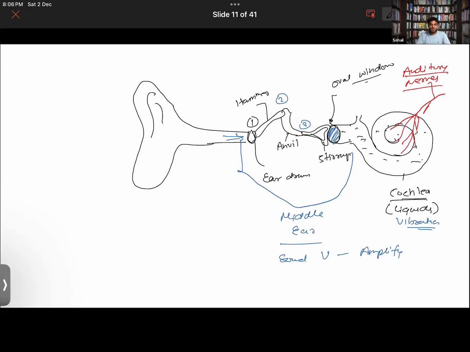Okay. So now we also know one thing: it's not a good idea to place anything sharp in the human ear, right? Like a pencil or pen. It shouldn't be put inside our ears because it would damage the eardrum, right?